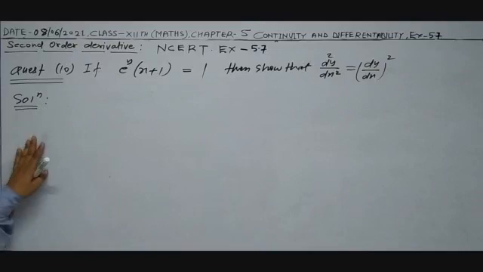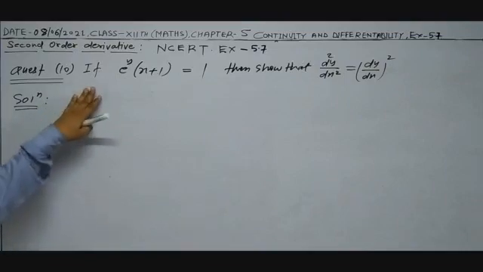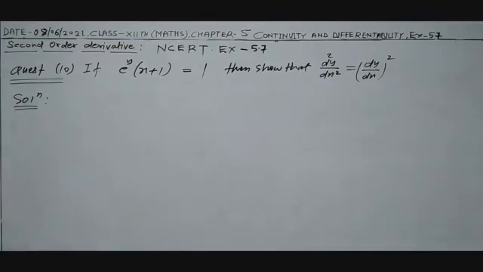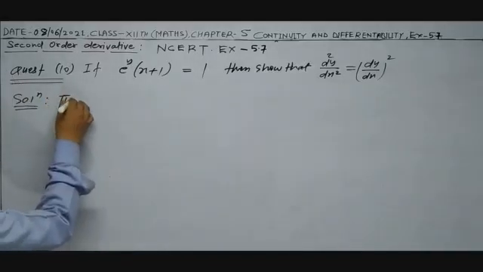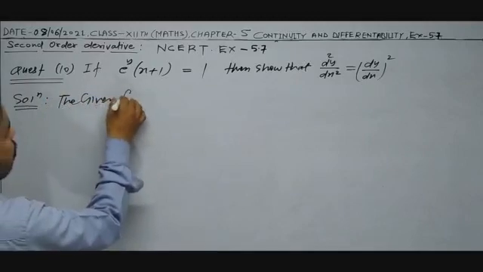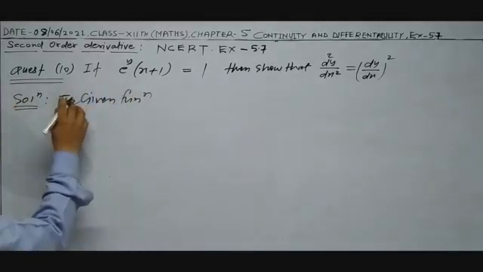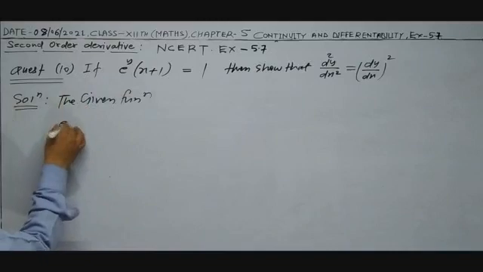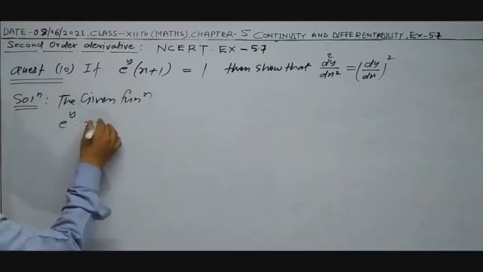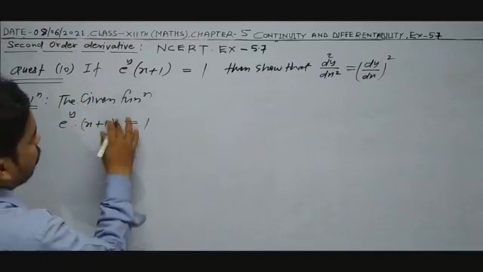Now class, come to question number 10. In question number 10 it is given, if e to the power y times x plus 1 is equal to 1, then we have to show that d2y by dx2 is equal to dy by dx whole square. So first of all I have to write the given function, e to the power y times x plus 1 is equal to 1.